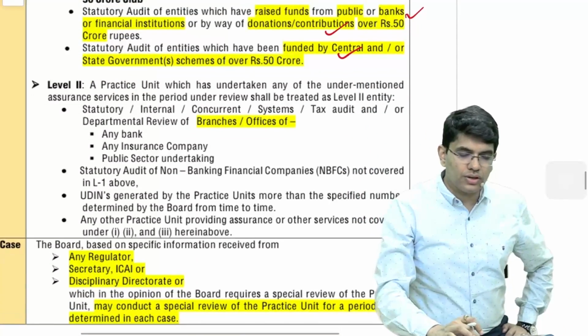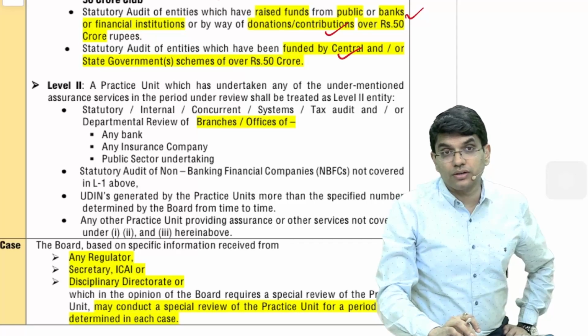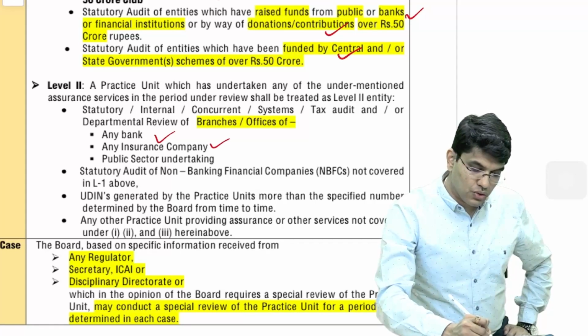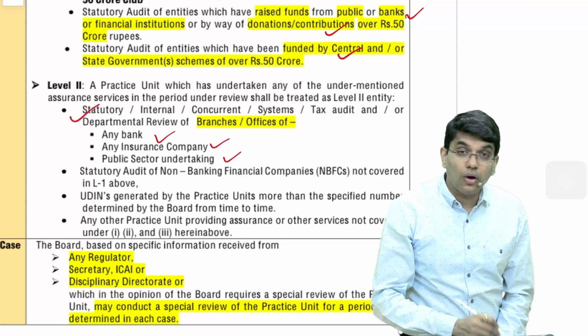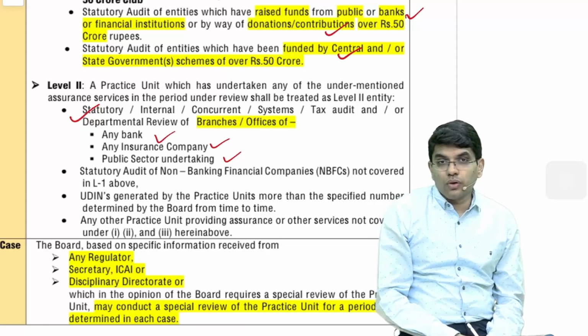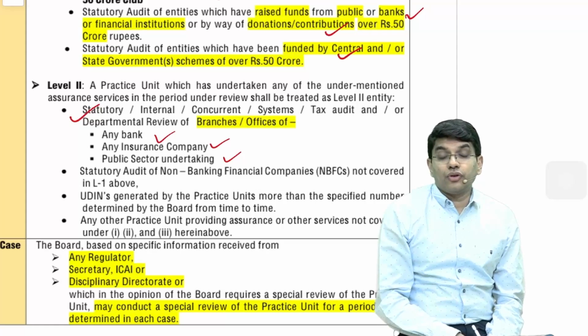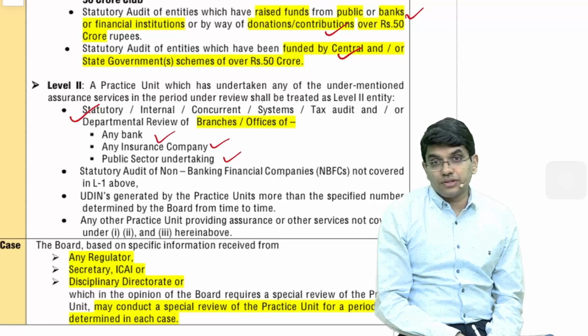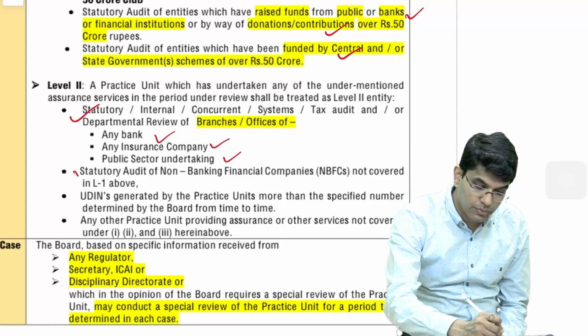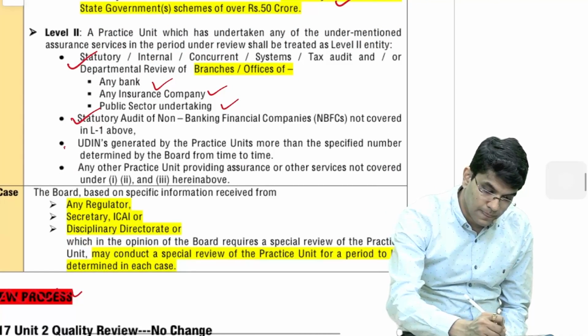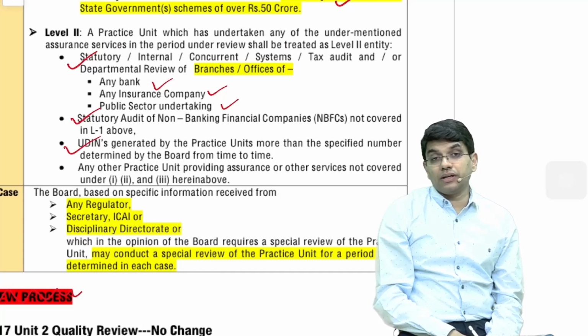If you're doing branch audit, statutory internal tax branch audit of any bank, insurance, or PSU, if you're doing audit for them, it will be level 2. Okay. And if you're doing audit for NBFCs not coming under level 1, again it will be level 2.